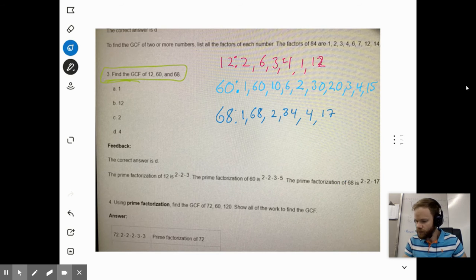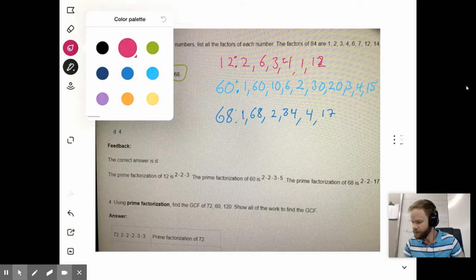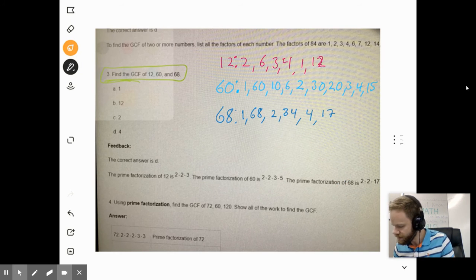So these are the factors we're going to work with. Now the real easy way for us to do this is to just see what our greatest common factor is. It looks like 2 is a factor of all of them. 3 is not. 3 goes into 12 and 60, but I don't see a 3 for 68. So 68 is not divisible by 3. 4 is a factor of 68. It's also a factor of 60 and of 12.